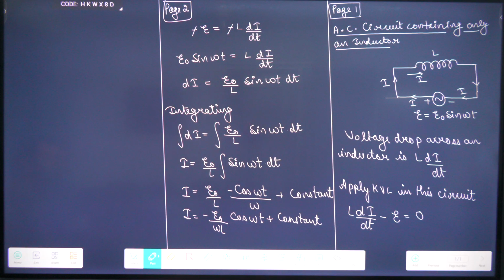So I is equal to minus E naught upon omega L cos omega t. Now we are on page number 13, and some theory is written over there. I am reading it for you. As the applied EMF is sinusoidal, we expect the current also to be sinusoidal. Thus, the average of current I must be 0 over a time period. Now, the average of cos omega t is 0 over a time period, hence the integration constant in the above equation must be 0.